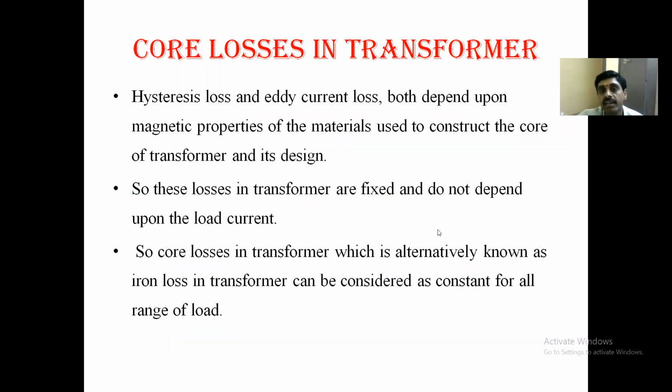So hysteresis and eddy current loss both depend upon the magnetic properties of the materials used to construct the core of the transformer. So these losses are fixed and do not depend upon the load current. A very important thing is, these core losses do not depend upon the type of the load, they depend upon the material, they are constant. And core losses of a transformer, which are alternatively known as iron loss, can be considered constant for all ranges of the load. They do not depend upon the load.